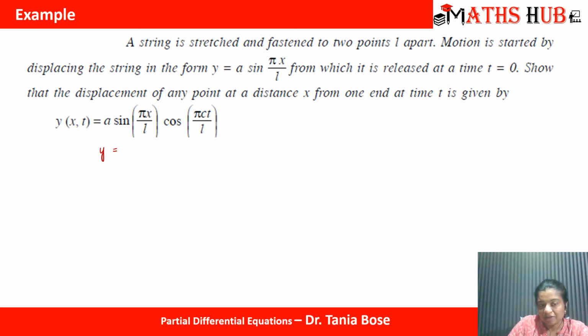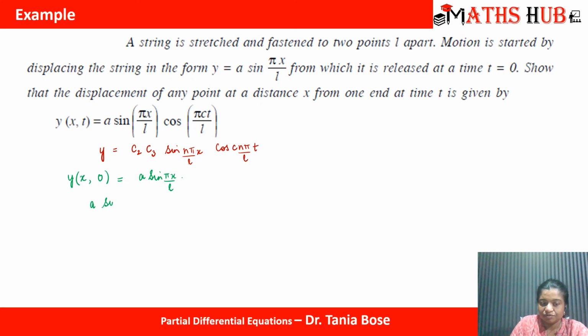So from the last slide, we got y as C2 into C3 sine n pi by L into x and cos C n pi by L into t. Now, what is the condition given? The condition given is y at x and t equal to 0. What is y given to us? A sine pi x by L, right? Now in this condition, what is happening? You are putting t equal to 0. So let's put t equal to 0.